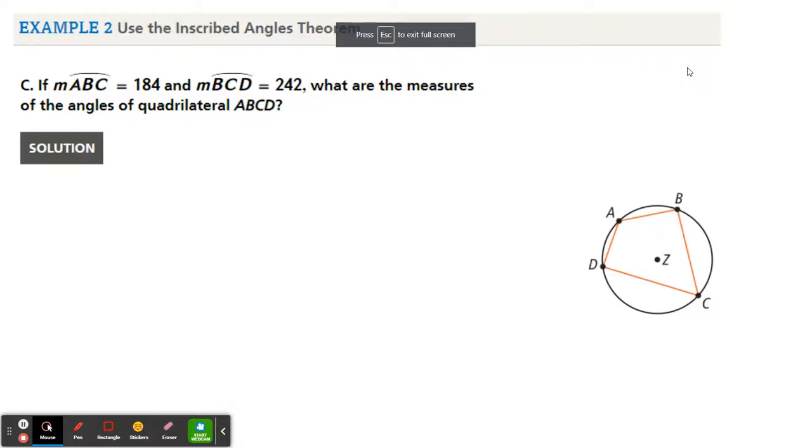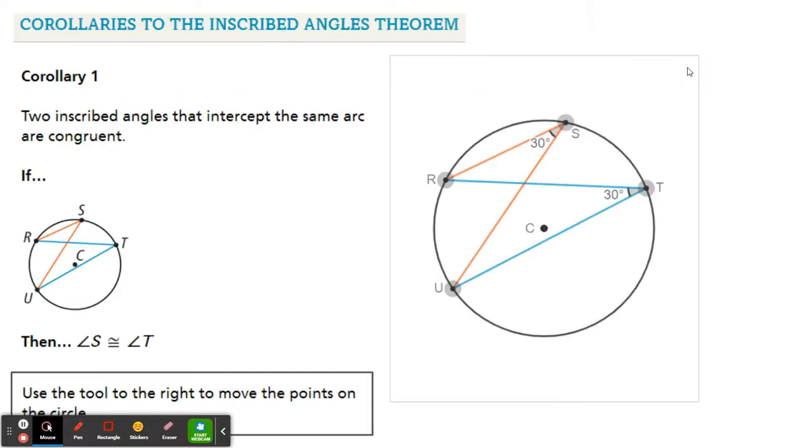Right, so again, video 2 here for lesson 10.4 on inscribed angles. As promised, here are your corollaries. The first one says two inscribed angles that intercept the same arc are congruent. We talked about that: if you have two inscribed angles that intercept the same arc, then they're going to be congruent.